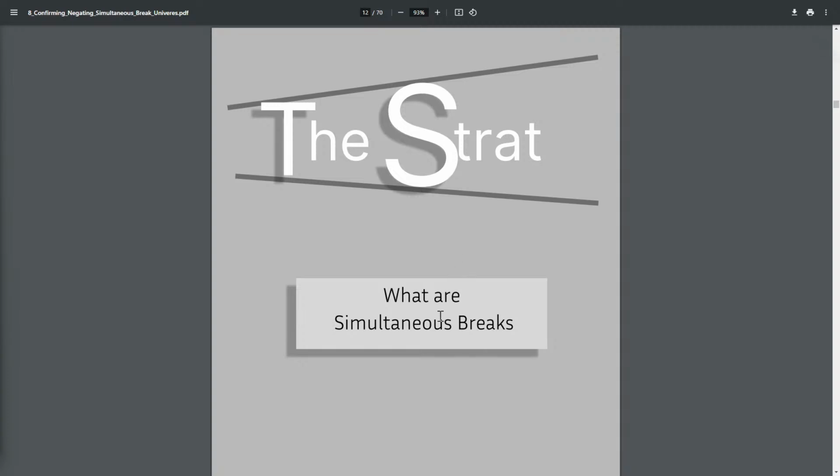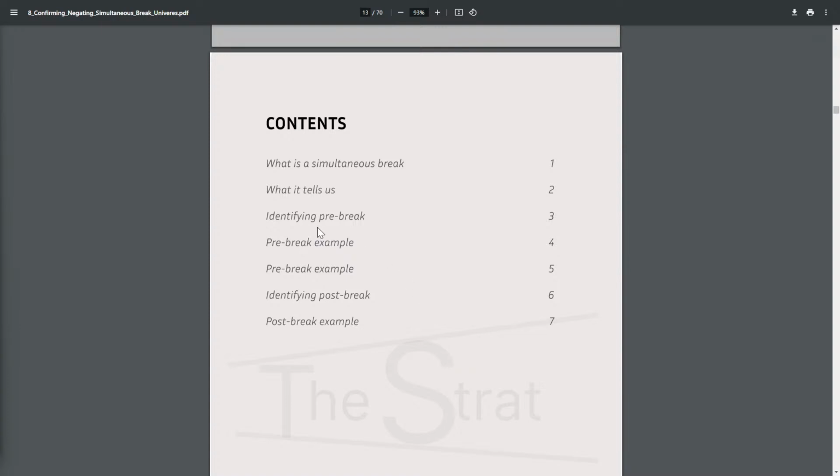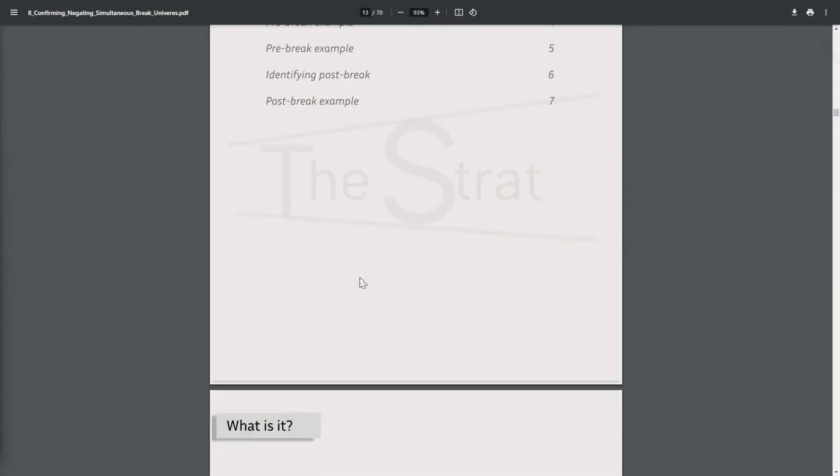Okay, so simultaneous breaks. What are they? What does it tell us? Identifying them pre-break, a pre-break example, another pre-break example, identifying it post-break, and post-break examples.